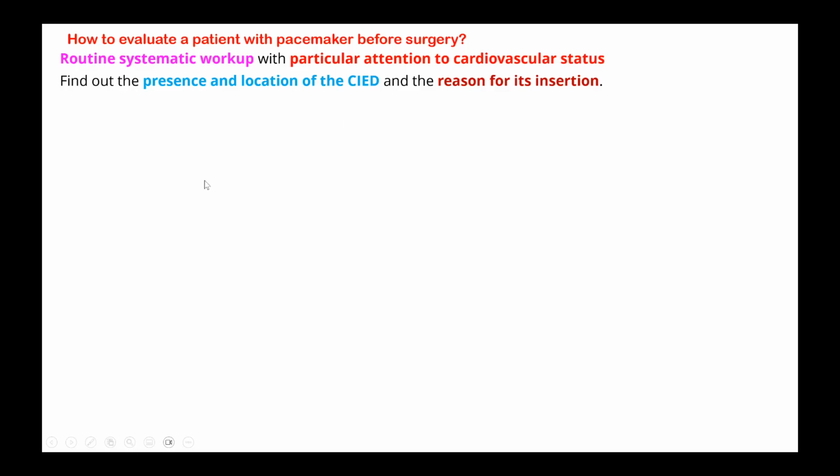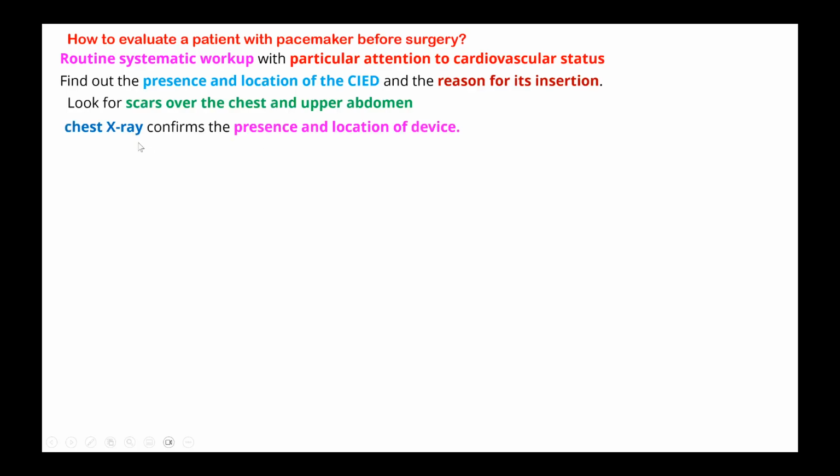So, we must know that particular region and look for the scars on the chest and abdomen where the pulse generator has been implanted. And take a chest X-ray and confirm the location of the device. The chest X-ray is not only a confirmation of the device. What else will you see in the chest X-ray? Pulse generator location, that is what I have given here. Apart from this, what else? Dual pacing or single pacing?